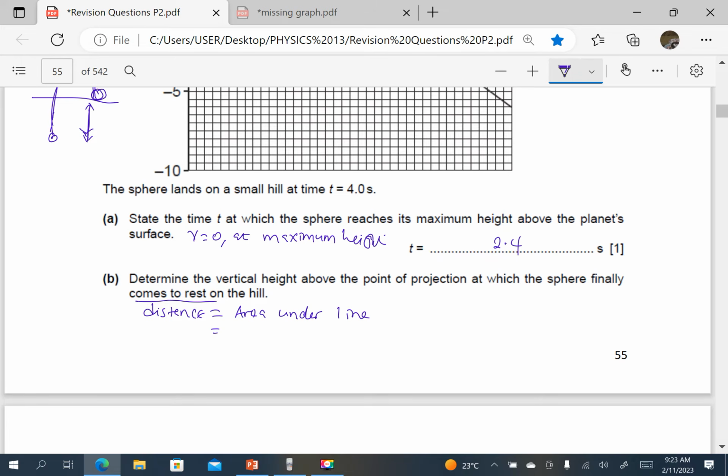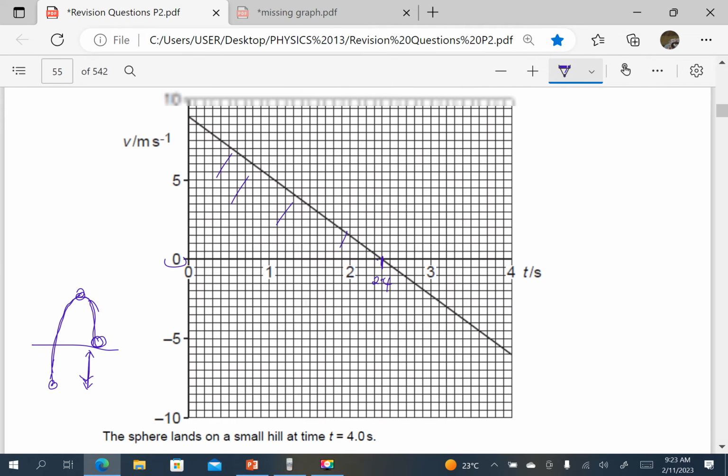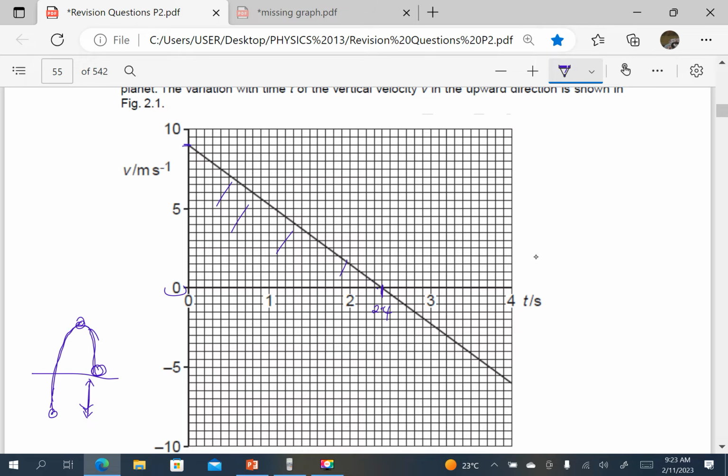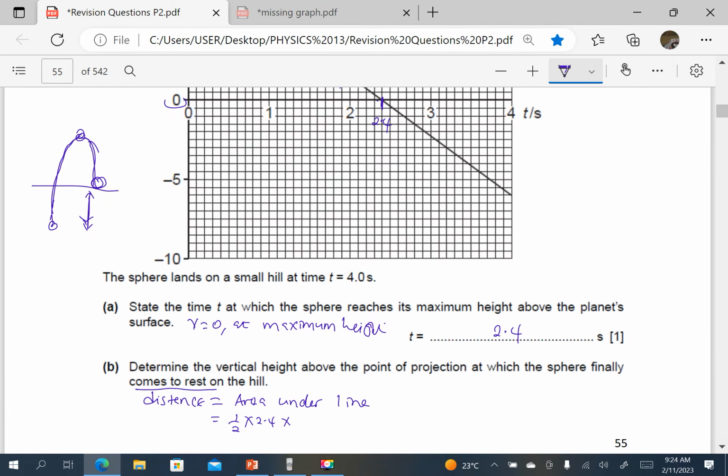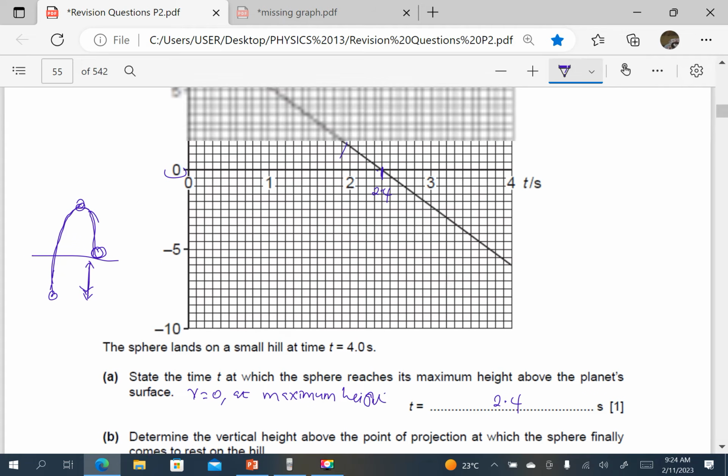So distance will be the area under the line. For the first one, a triangle, it is a half times the base, 2.4, times the vertical, which I think is 9, because the scale on the vertical is 0.5 per division. So that is 9. So this will be a half times 2.4 times 9.0. Then minus the other area, which will also be a half times the base.